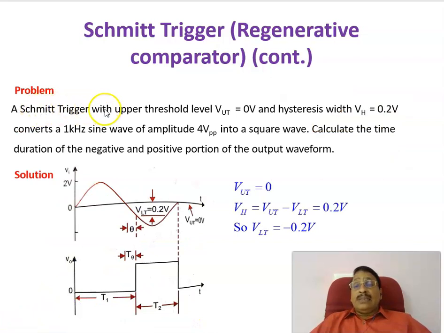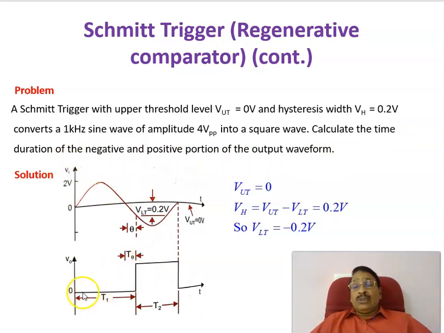Second problem: a Schmitt trigger with the upper threshold voltage given as 0 volt and the hysteresis width given as 0.2 volt converts a 1 kilohertz sinusoidal input of amplitude 4 volt peak to peak, meaning plus 2 volt and minus 2 volt, into a square waveform. Calculate the time duration of the negative and positive portion of the output.